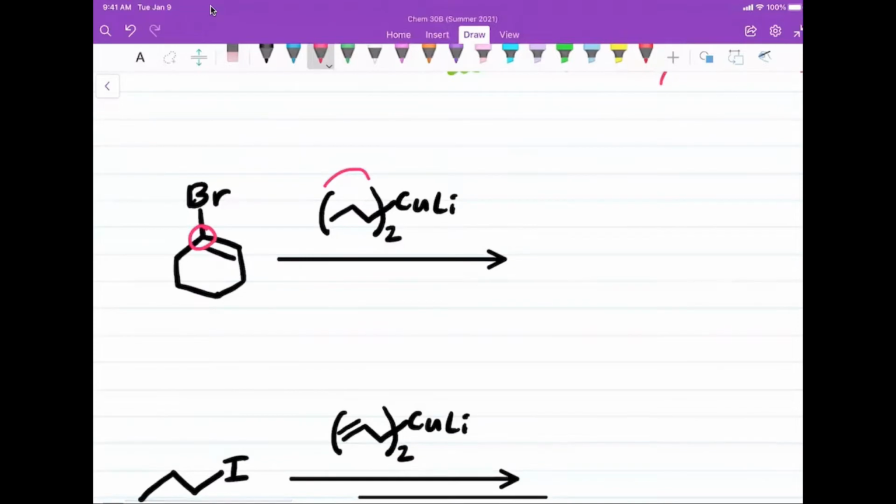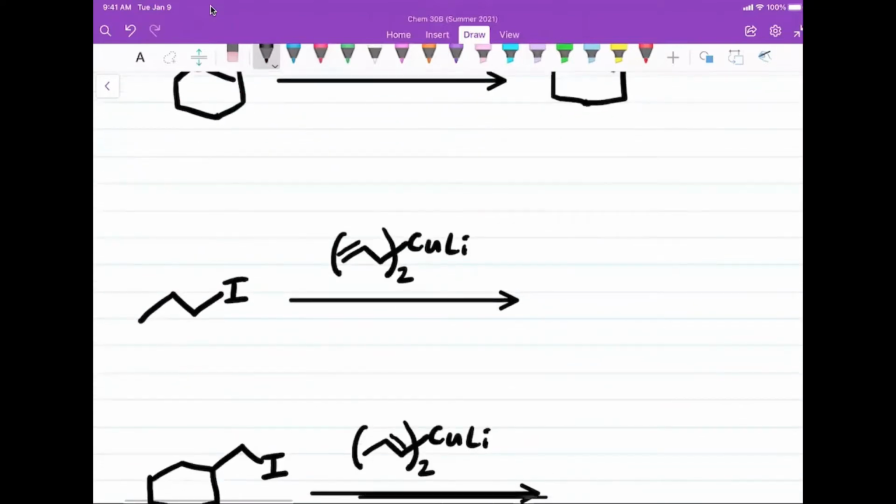But we are going to attach this onto the position where we had the bromine, and we're going to attach it at this carbon. So the carbon attached to the metal is the one that's going to swap out for that bromine. So the product of this reaction looks like this. Here again, we're going to attach this carbon here, the one attached to the copper. It's now going to attach itself to the one attached to the halogen.